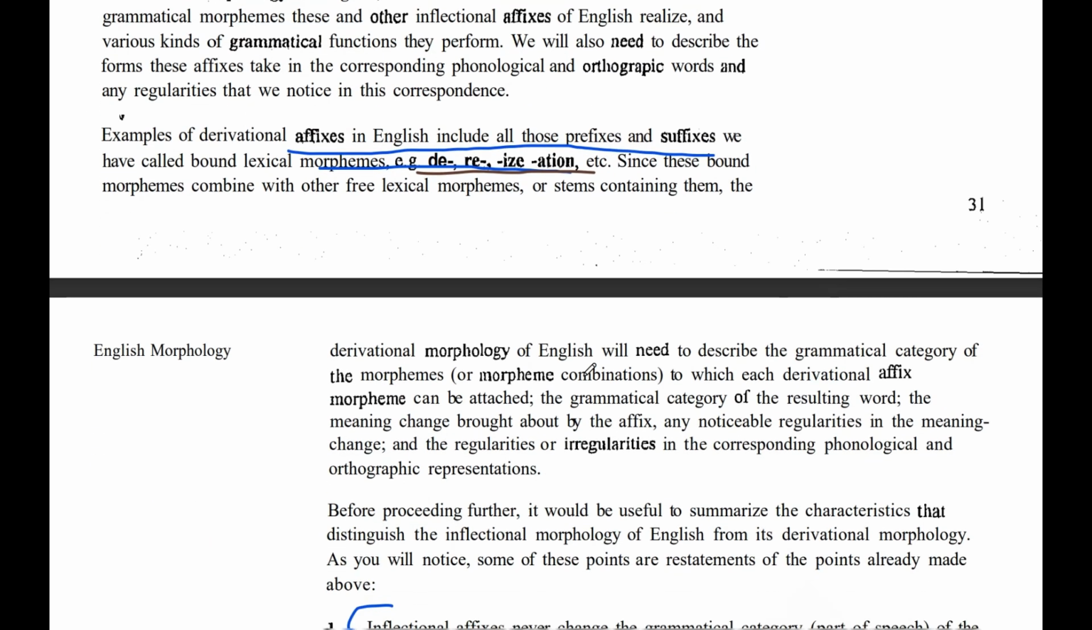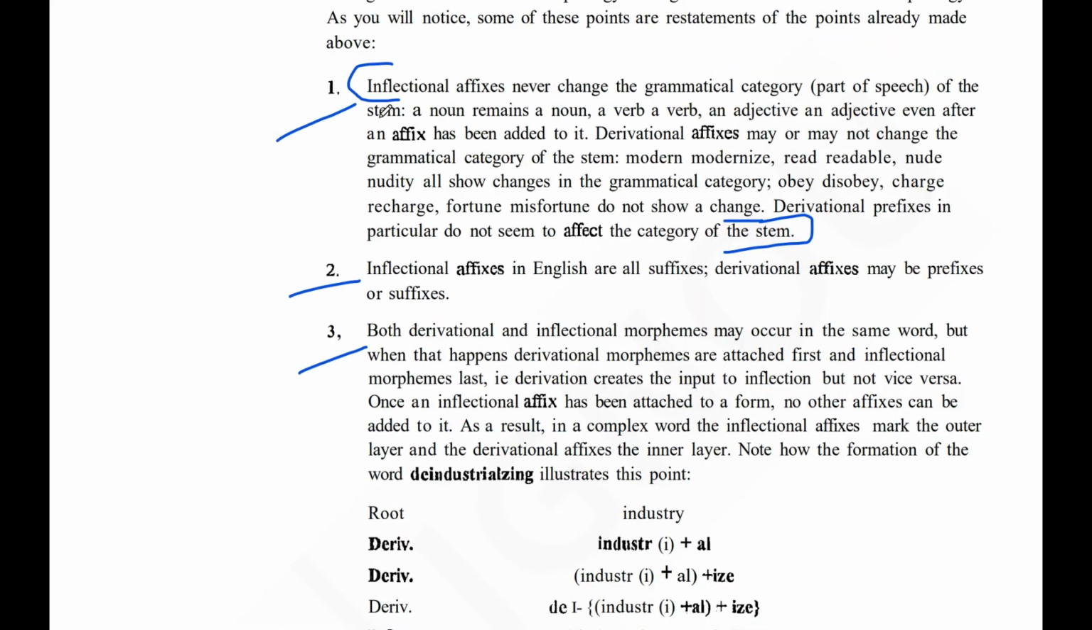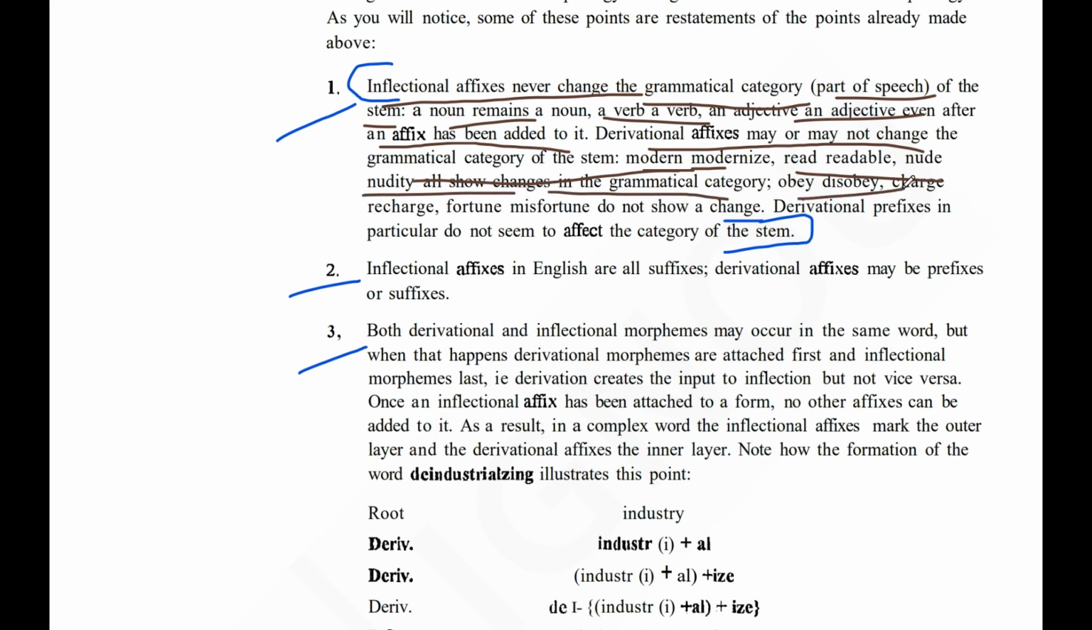Now they have talked about it, as I've said, like adding s or es, adding d, these kinds of things. So let's read from IGNOU books. Inflectional affixes never change the grammatical category, that's the part of speech of the stem. A noun remains noun, a verb remains verb, adjective remains adjective, even after an affix has been added to it. Derivational affix may or may not change the grammatical category of the stem. For example, modern, modernize, read, readable, nude, nudity. They also change the grammatical category. For example, obey, disobey, charge, recharge, fortune, misfortune don't show change. Some of them show change, some of them do not show change.